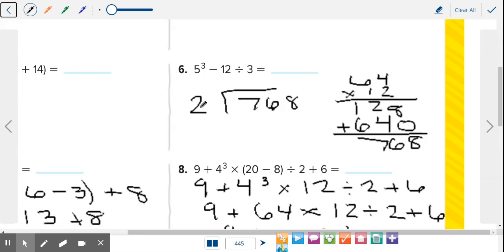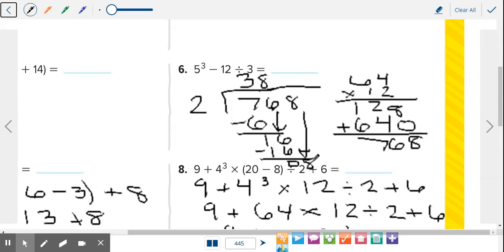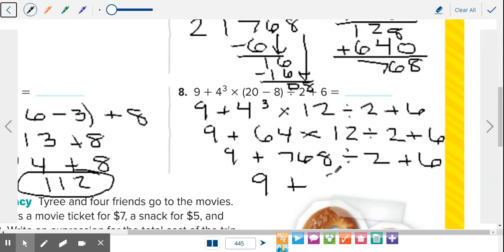So how many times does 2 go into 7? 3 times. So that would be 6. We subtract, get 1. Bring down my 6. How many times does 2 go into 16? 8 times. So that's 16. Get 0, bring down our 8. How many times is 2 going into 8? 4 times. And that's going to cancel each other out. So it's 384 and then plus 6.